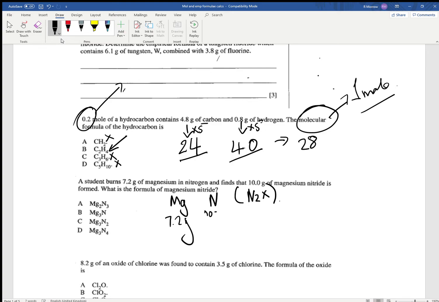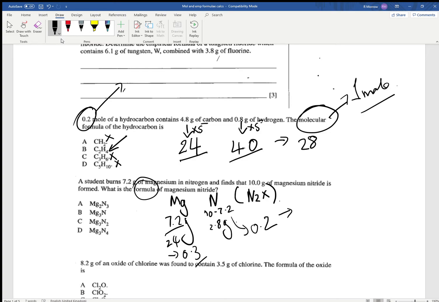So really the only thing that might trip you up here is working out what mass of nitrogen there is in there. If we do 7.2 divided by the 24, that gives us 0.3 moles of nitrogen. And if we do our 2.8 divided by the 14, not by the 28, that gives us 0.2 of that.